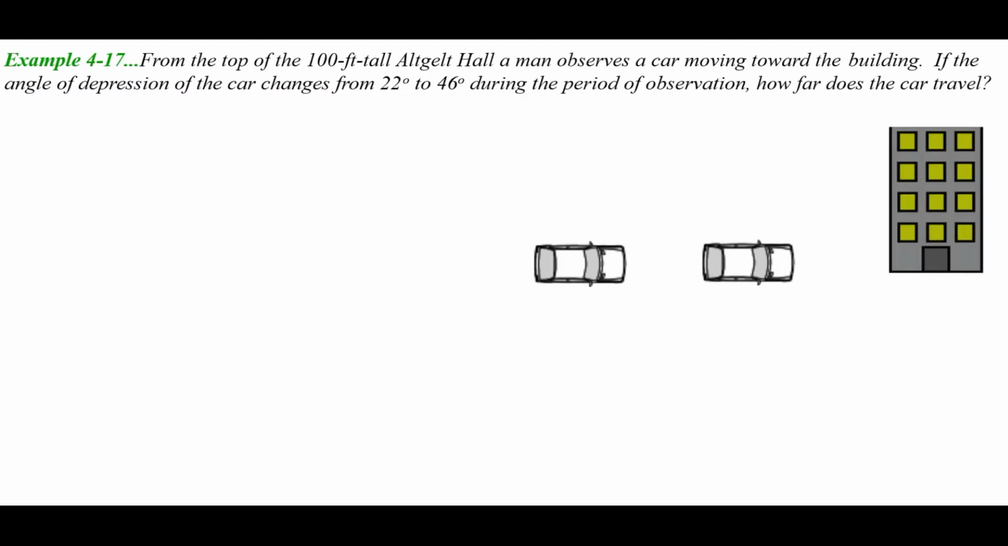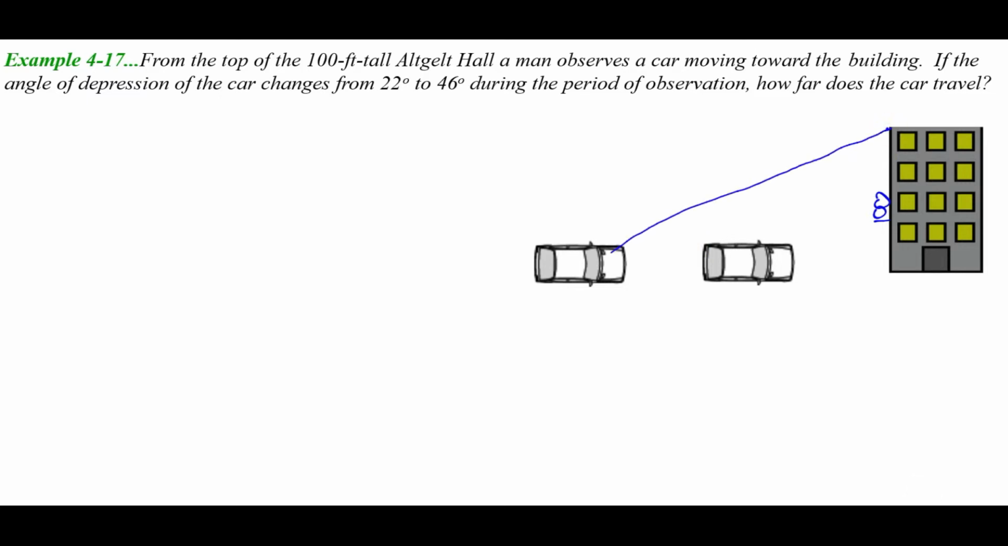All right, in my next question, we have this building, which is 100 feet tall. So that's my vertical there. And we're observing a car moving towards the building. So angle of depression. So again, technically we're looking at the angle from the top of the building moving down, but I know that angle of elevation and angle of depression are the same.